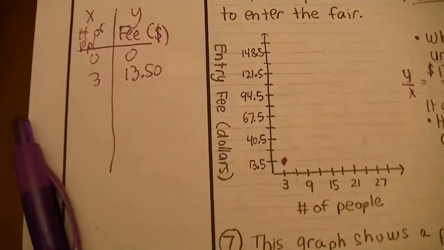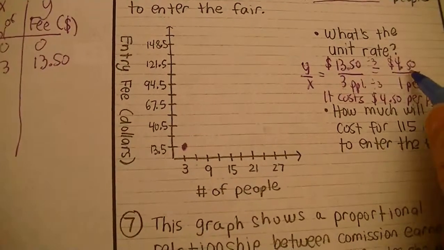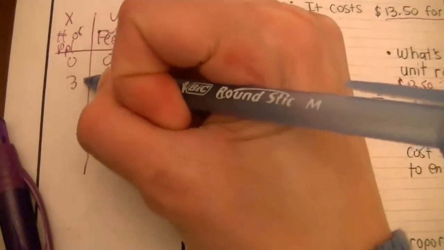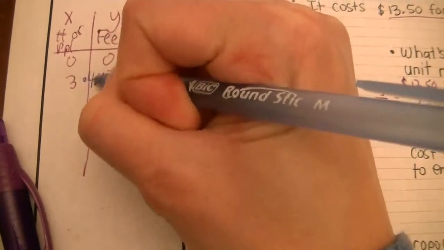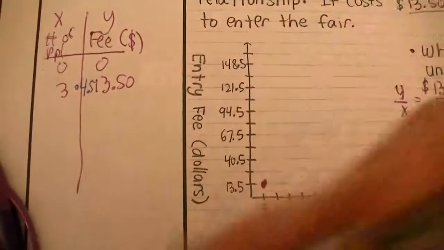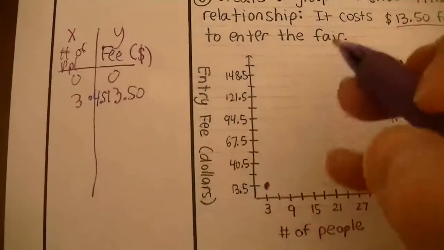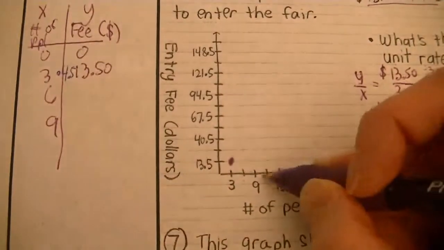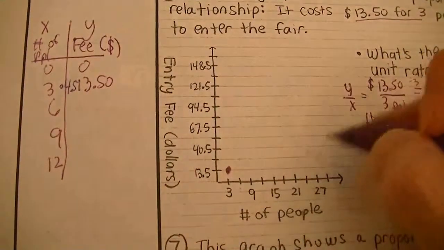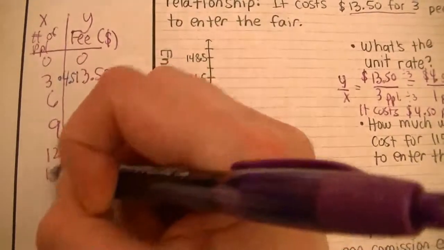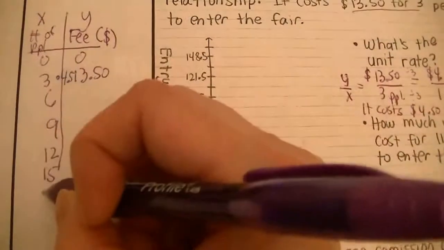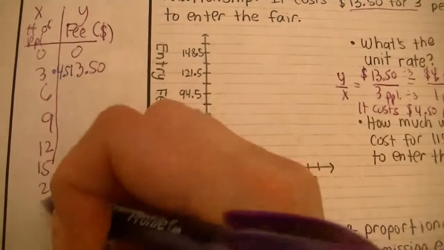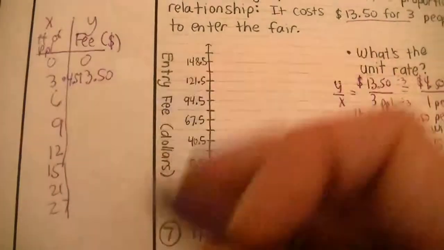So we know that the unit rate that we just discovered over here is $4.50 per person. So we're just multiplying all the x values by $4.50. I just put 4.5, which is the same as $4.50. And let's go with 6 and 9. I'm just picking what they're going by. 12. We can mix it up a little bit if you want. 15. I'm just going to skip one. 21. 27. Okay, I don't have to put every single value on there, okay?